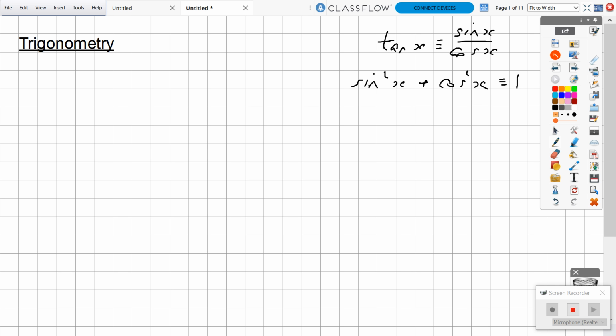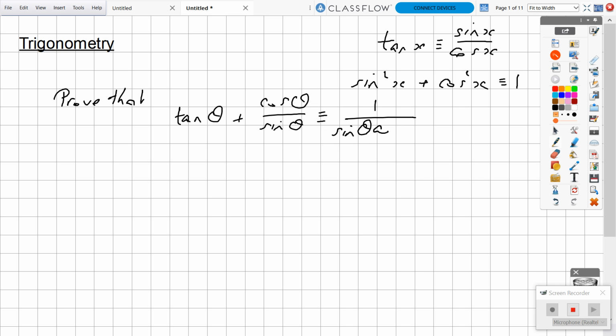Now let's suppose you were asked to prove the following identity. Prove that tan theta plus cos theta over sine theta is identical to 1 over sine theta cos theta.